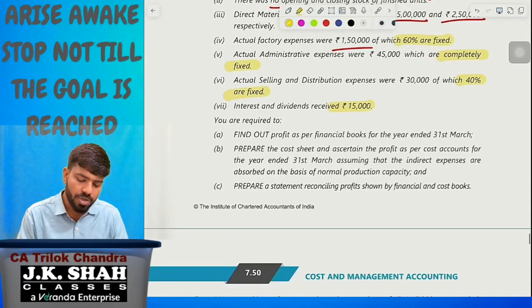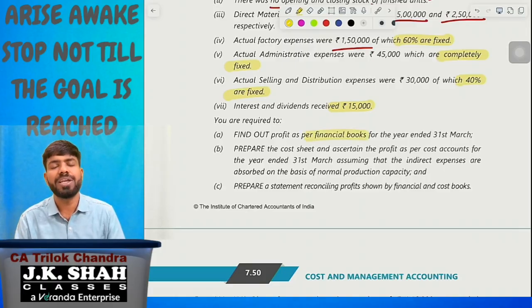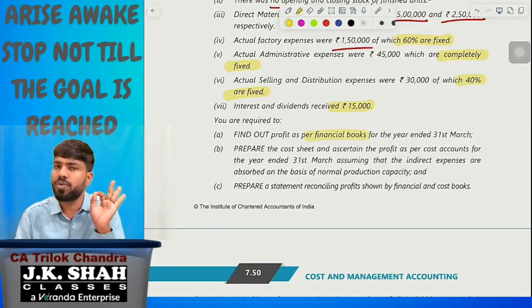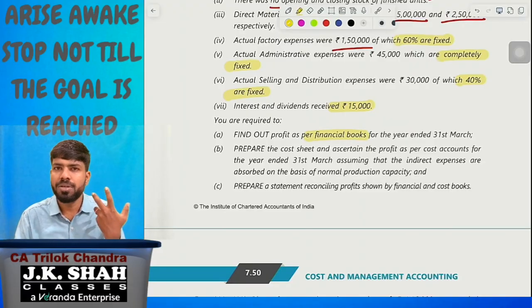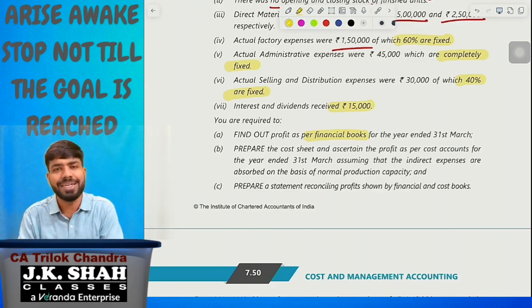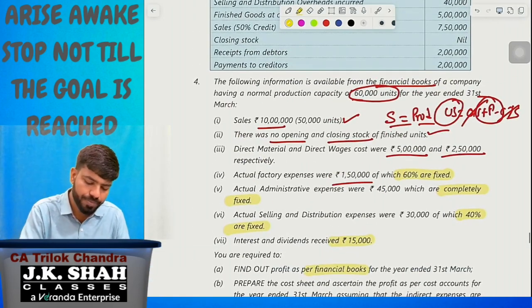Okay, next. You are required to find out profit as per financial books. First, they are asking to do it as per financial books. If you want to calculate profit as per financial books, what do we need to prepare? The P&L account. Let's go transaction wise and decide what is to be debited and what is to be credited.